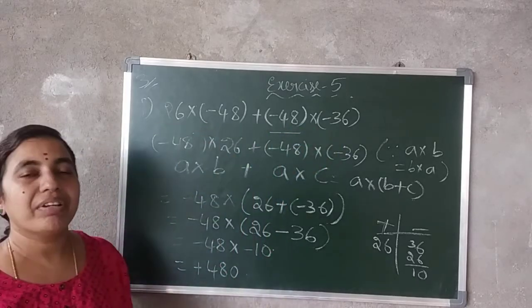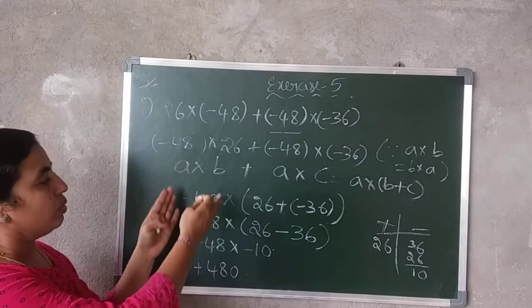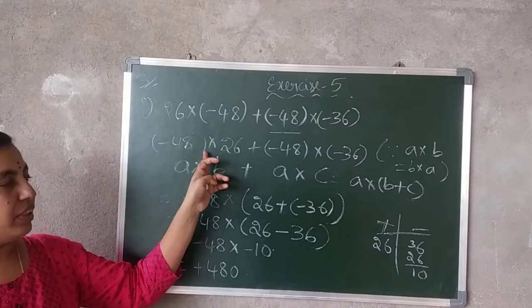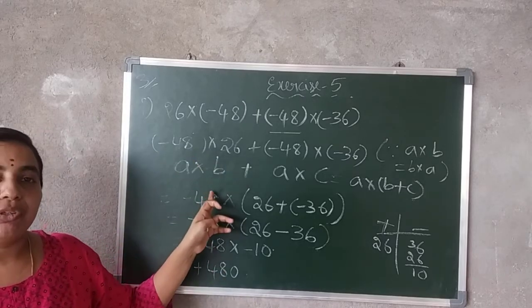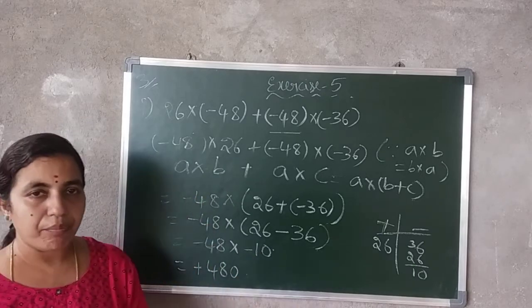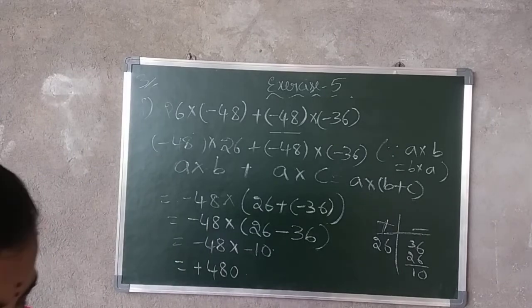But what they have given is you have to use properties to solve this one. So that's why I have used first the commutative property and then I used the distributive property to solve the problem. Okay, so this is the first one. Then we go for the second.